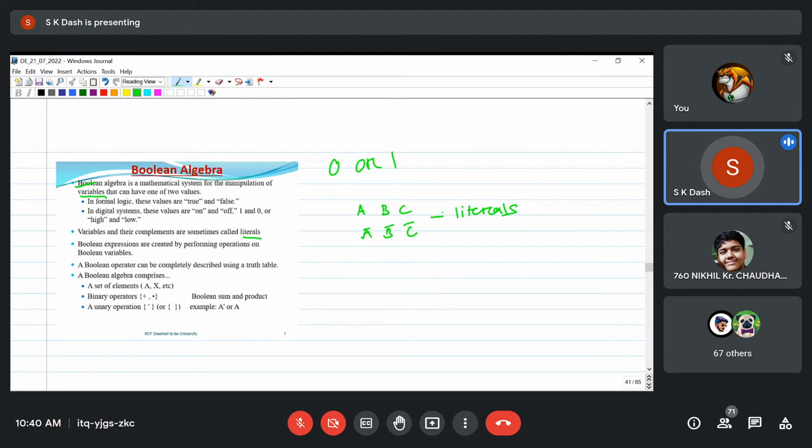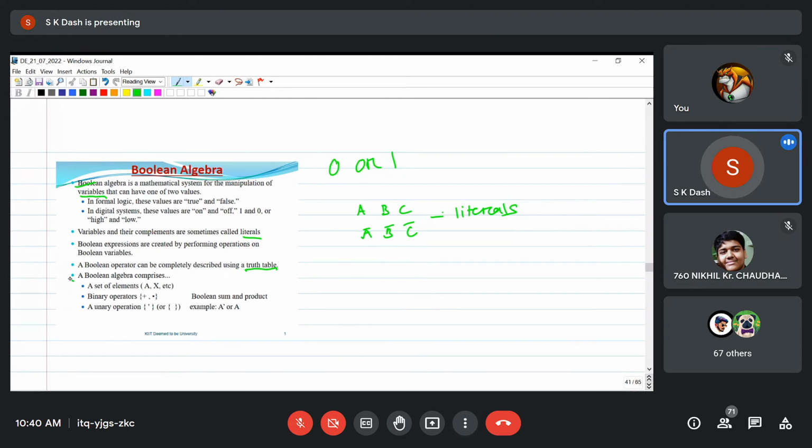A Boolean operator can be completely described using a truth table. Suppose I take any function. You can find that out using the truth table, like we did in the previous cases. Whatever function f you have, you can directly find out the output by going through the truth table.